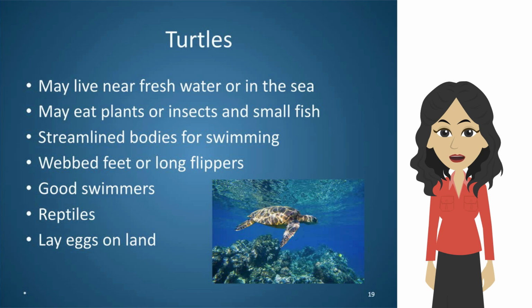We know that they can live either near fresh water or they can live in the sea. Many of them eat plants, some insects and small fish. Their bodies are different than tortoises. They're a bit flatter. This makes it easier for them to glide through the water. And their legs are different than tortoises too. They have either webbed feet or long flippers. This is good for swimming. Turtles are excellent swimmers. But just like tortoises, they are reptiles, and they lay eggs on land.